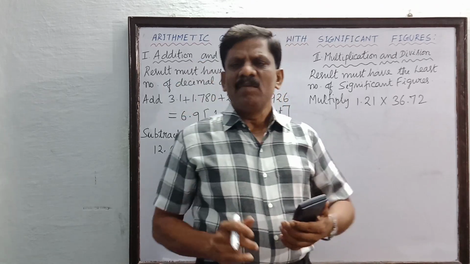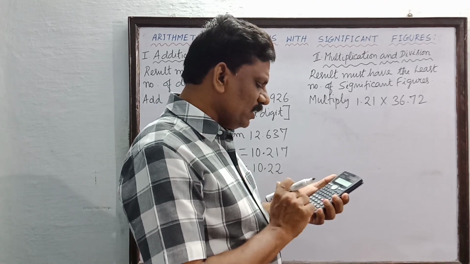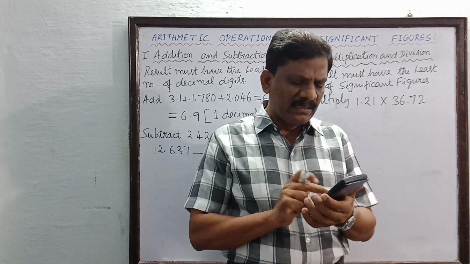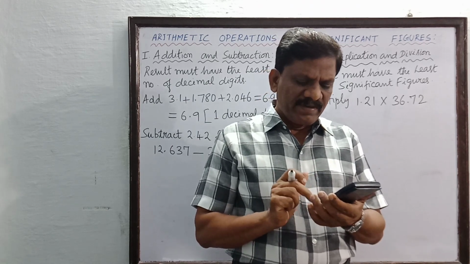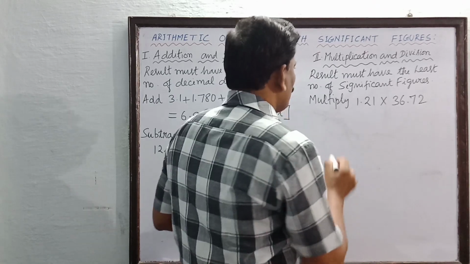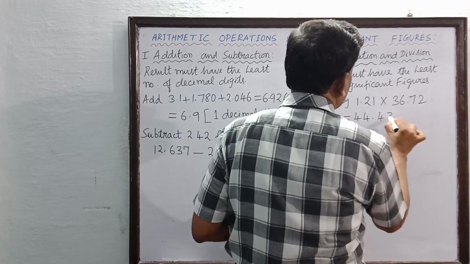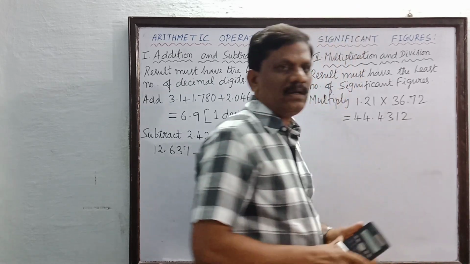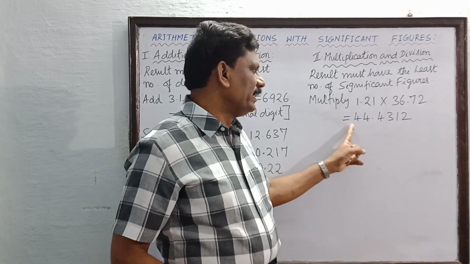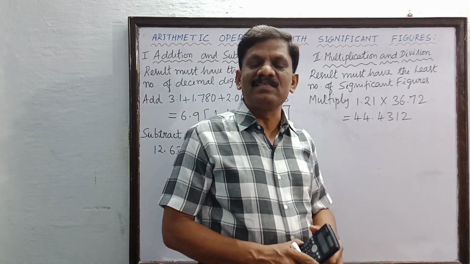So I am going to multiply 1.21 into 36.72. If I multiply these numbers, it means 44.4312. You see, how many significant figures are there for this product? 1, 2, 3, 4, 5, 6 significant figures are there.